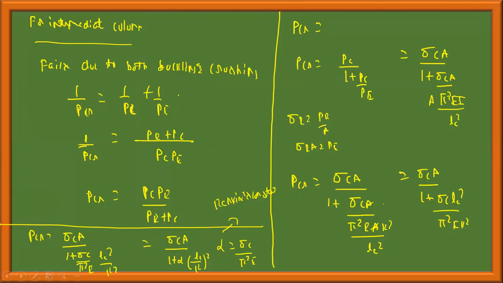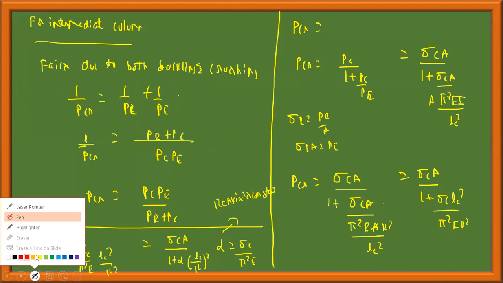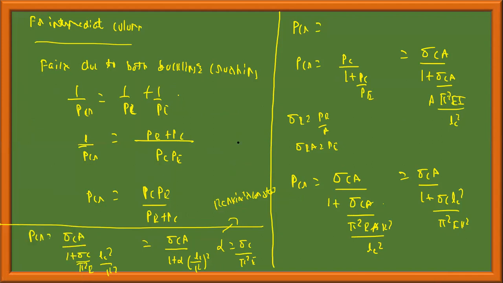In the previous class, in a hurry, I could not complete this properly. Up to here we have understood PCR for a general intermediate structure. It is given by 1 by PCR, that is 1 by crippling load, is equal to the combination of crushing stress plus buckling load. If I take the LCM and simplify, I will get this.